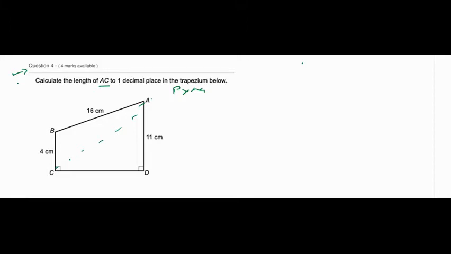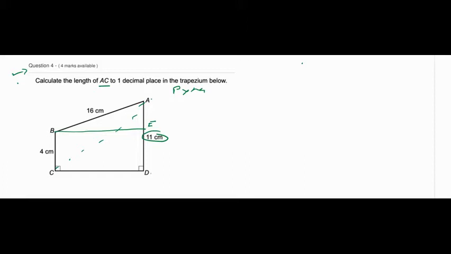But we only know one side, 11. We need to find out CD, the length of CD. Now the way we do that is if we draw a line from B to the other side of the trapezium and call that point E, we can see we have a rectangle here, CBED. Now the length BE will be the same as CD. So what we have to do is try and find out the length of BE.